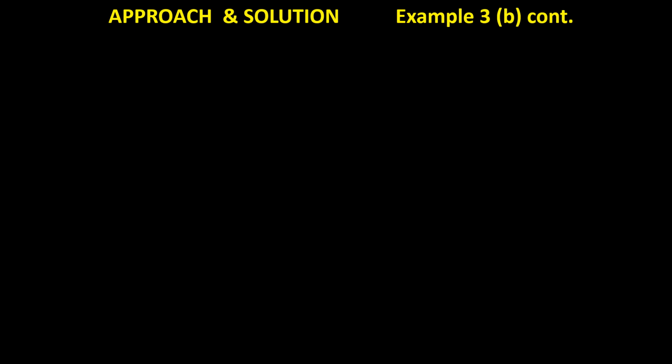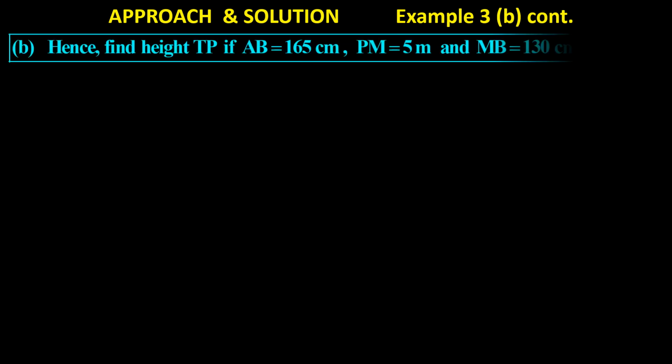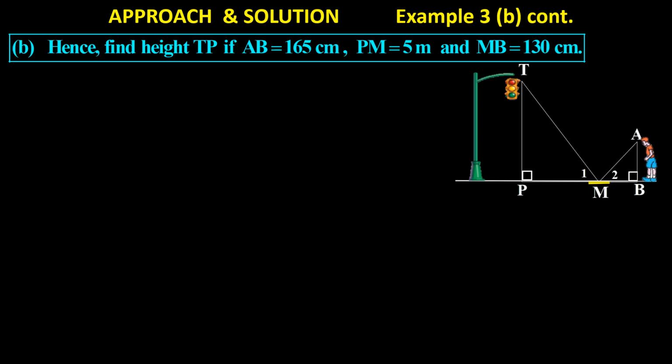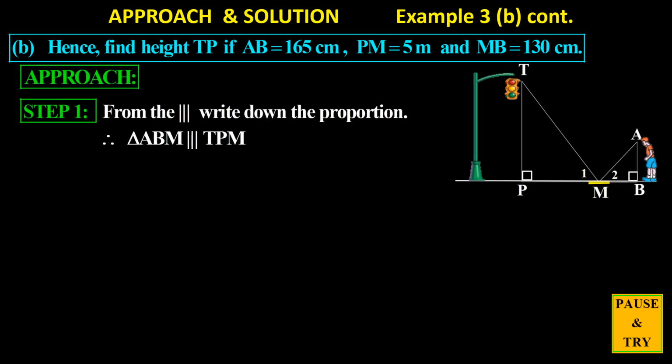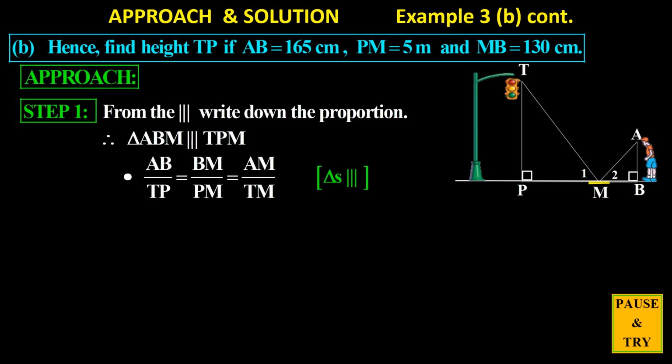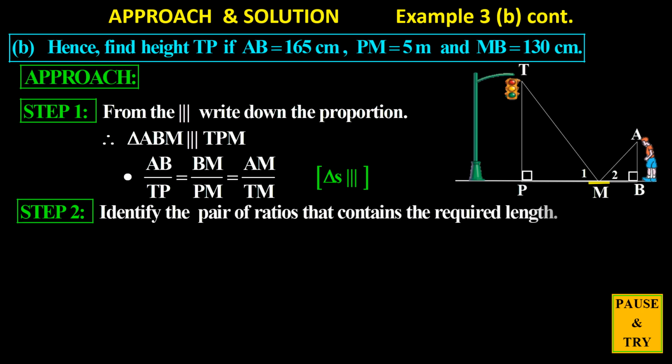Now let's look at the second question of this example. We want to find the height TP. Remember, that was his objective. We want to find the height of the traffic light pole. Okay. So we just proved that the two triangles were similar, right? Now if they're similar, then their corresponding sides are in proportion. So let's get there's ABM. So what can we get there? AB over TP, BM over PM, AM over TM. So there's our proportion there.